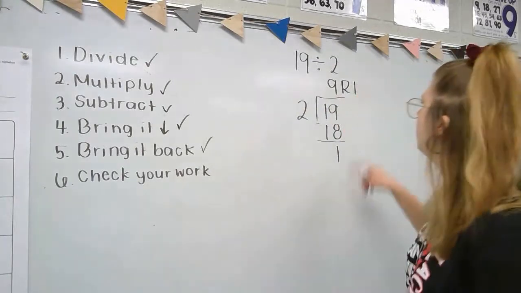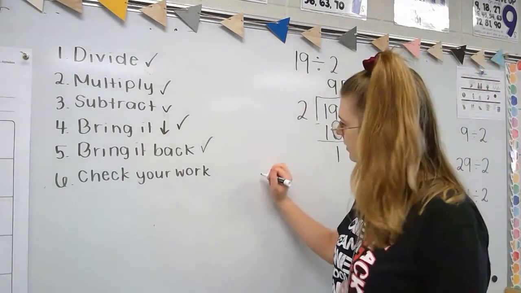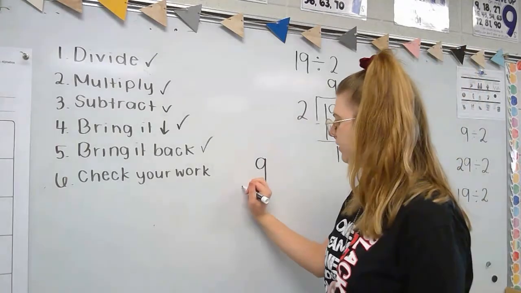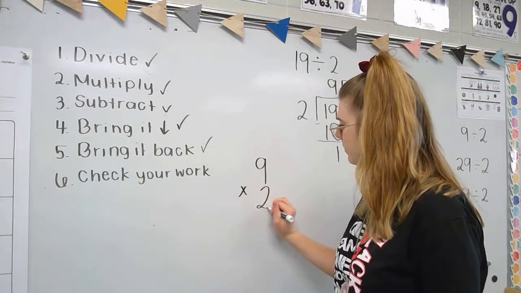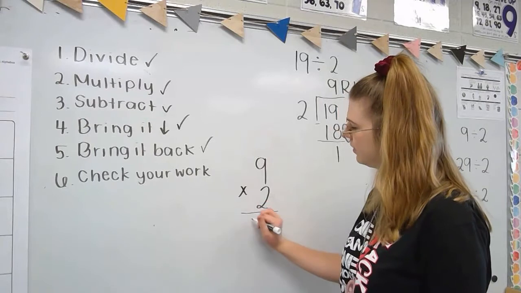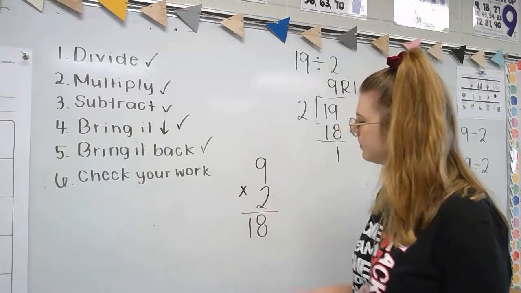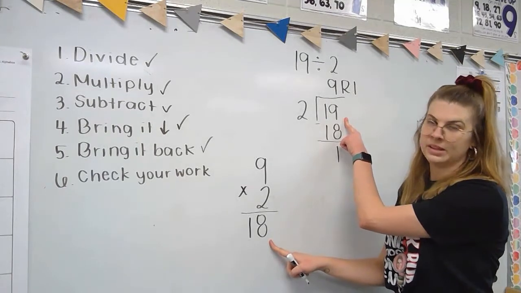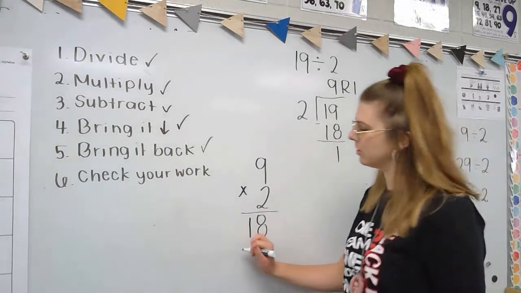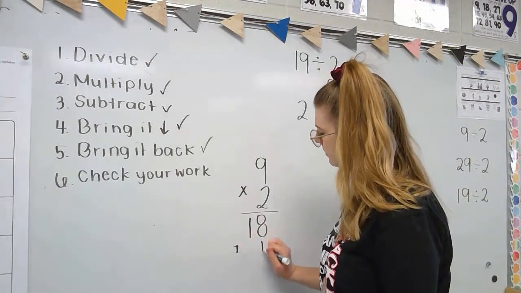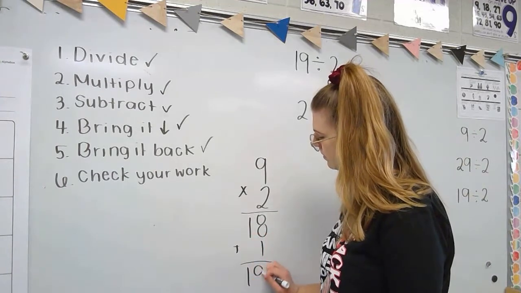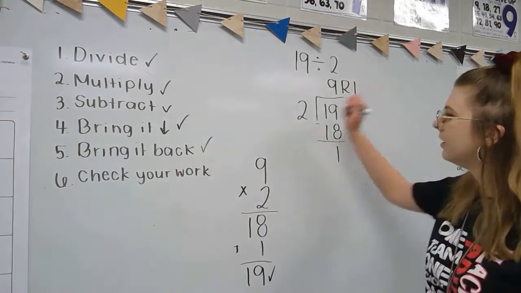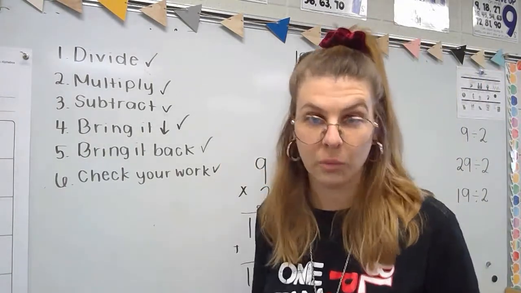All right. Start with your quotient and multiply your divisor. 9 times 2 is 18. We want these two numbers to match, and they're not matching. So we need to remember our remainder. And since these two numbers match, we have checked our work.